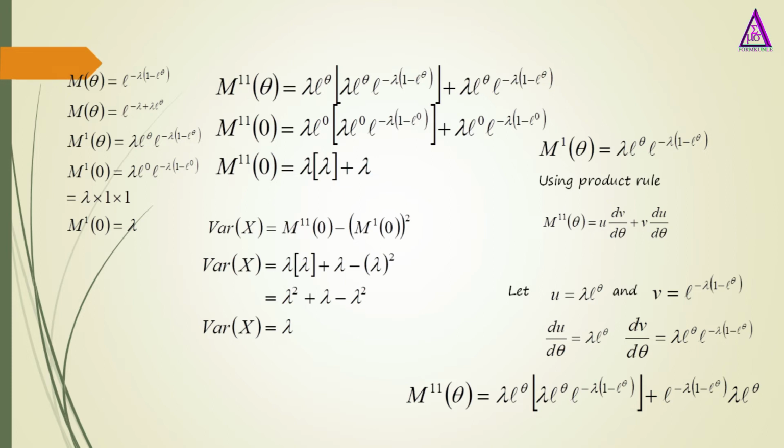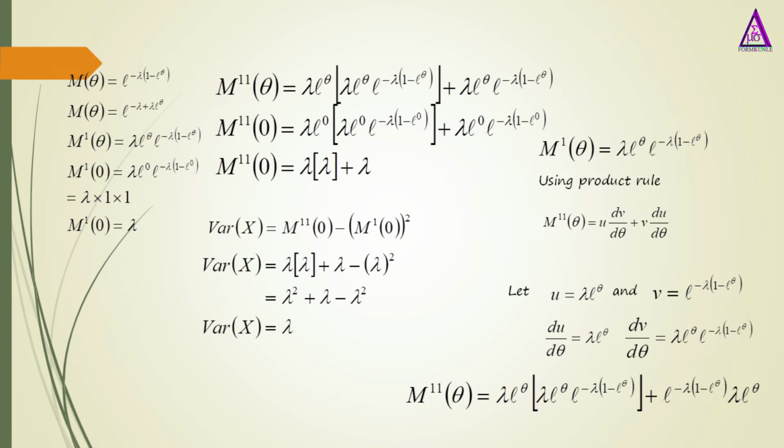To obtain the variance of the Poisson distribution using the moment generating function method, we need to differentiate the moment generating function we got before a second time. And by using the product rule, we have u times dv d theta plus v times du d theta. And we say that let our u equal lambda exponential raised to power theta and v equal exponential raised to power negative lambda into bracket 1 minus exponential raised to power theta.